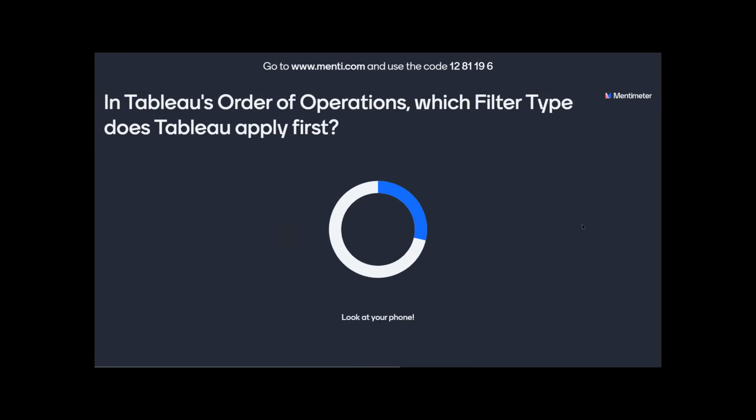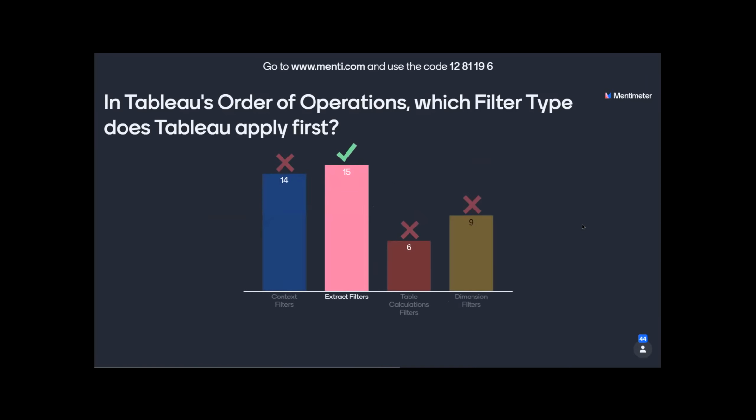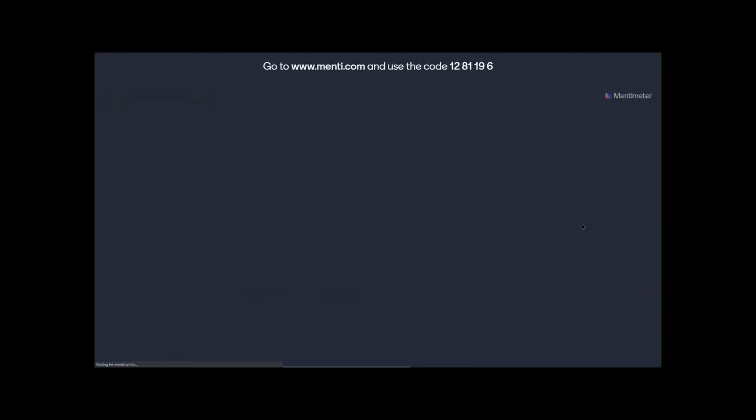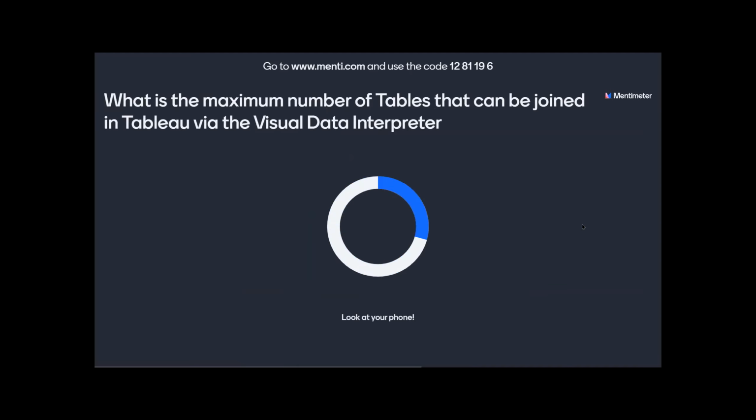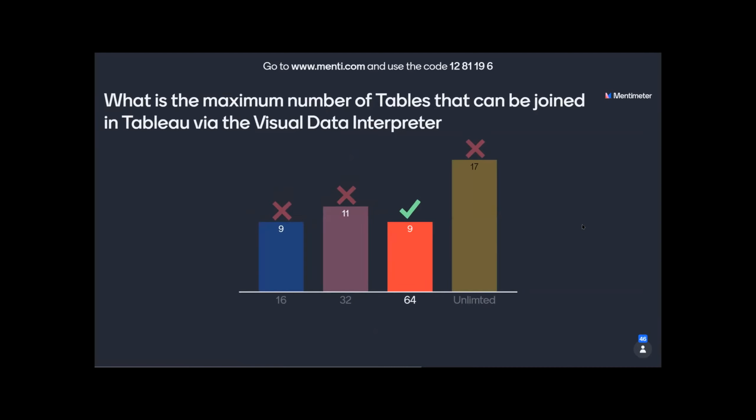In Tableau's order of operations, which filter type does Tableau apply first? If you're just getting started with Tableau, Google Tableau order of operations. Memorize these, very important. According to Tableau, in the order of operations, all right, nice. Next question. What is the maximum number of tables that can be joined in Tableau through the visual data interpreter? Little obscure question. Congratulations if you said 64.